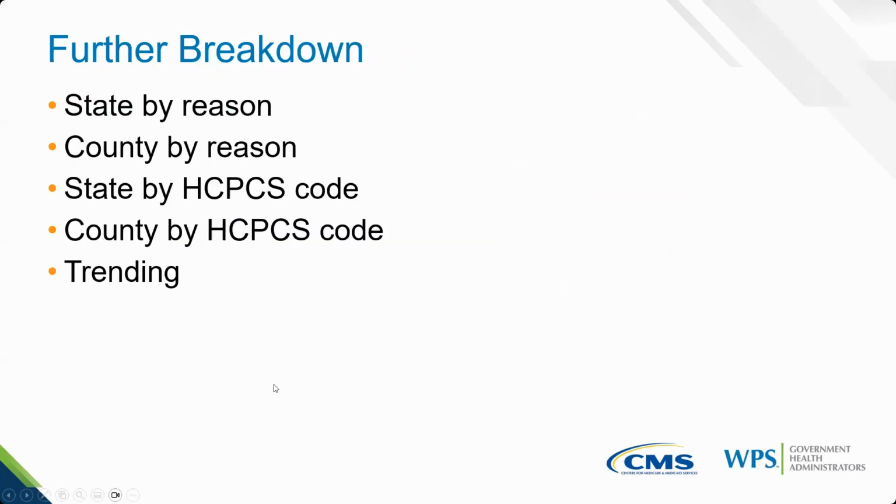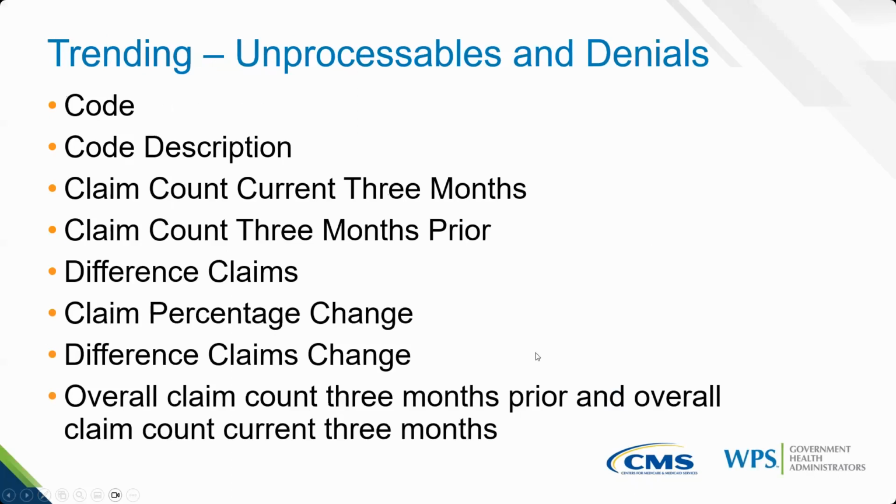Okay, you've seen an example now of what I can find in that interactive tool to pull information about rejections and denials. Here it just shows you the slide I've included to show you that we can further break down that data. We can break it down into county, state by reason, state by code. We can also look at trending. So here's the kind of things we can view or review when we're looking at trending.